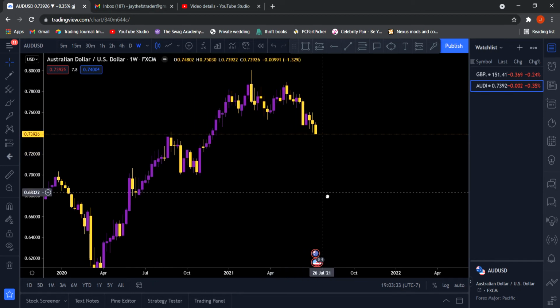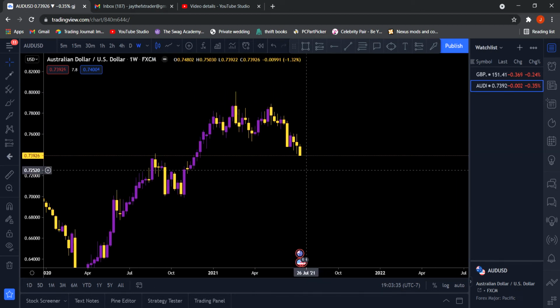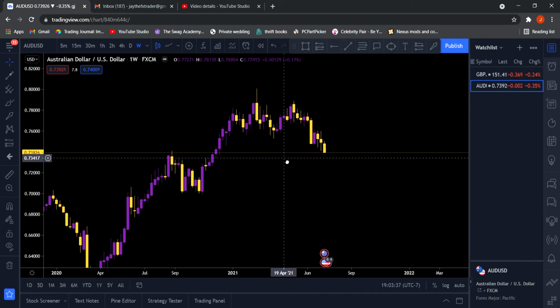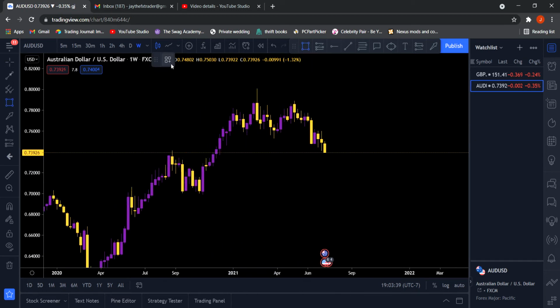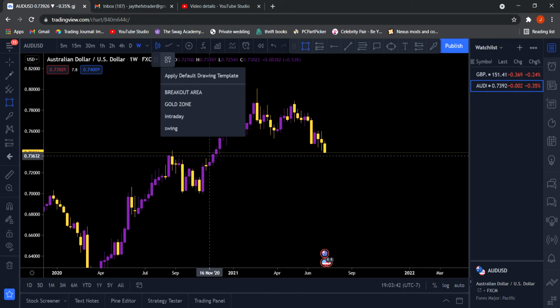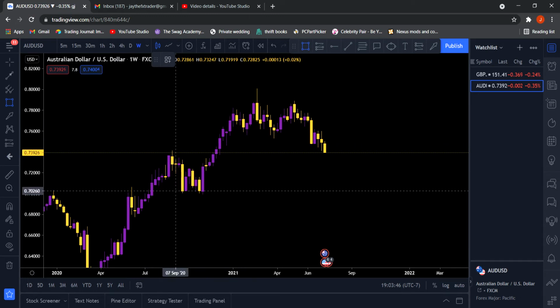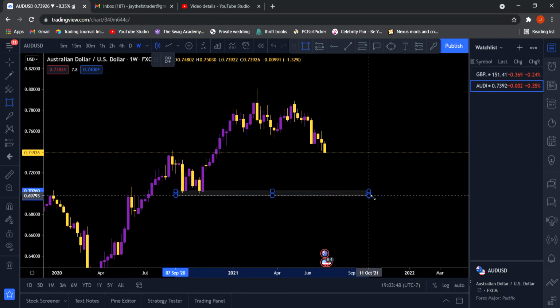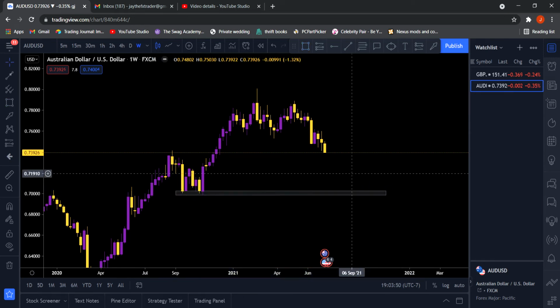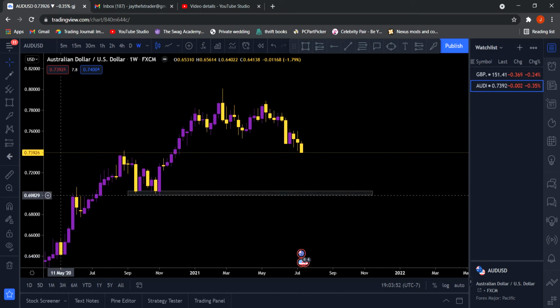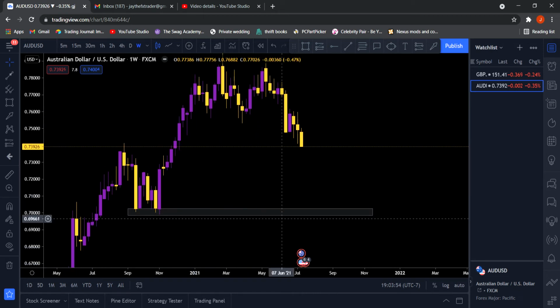So we're gonna go and get into it, and I'm gonna start by marking up my support and resistance levels. I'm gonna mark this right here as a weekly support and potentially a target if it reaches down.